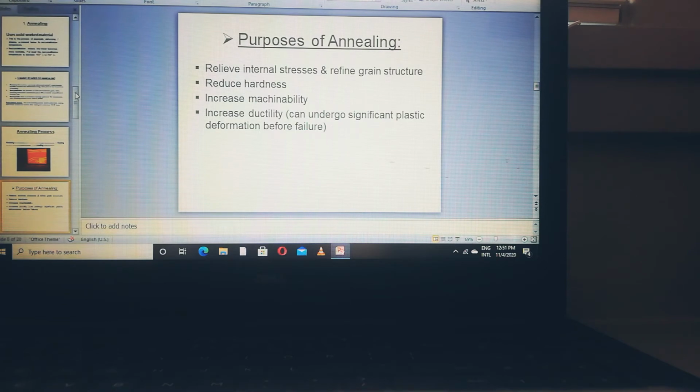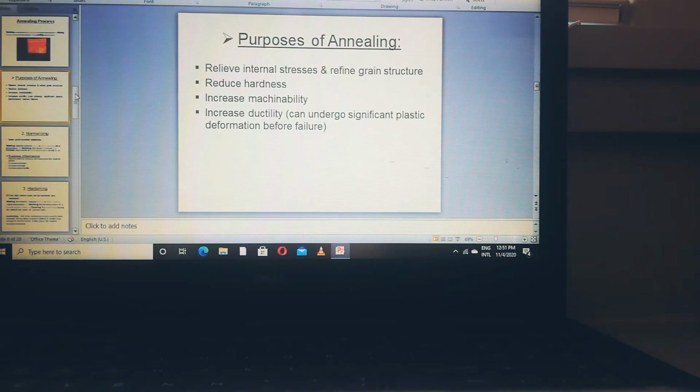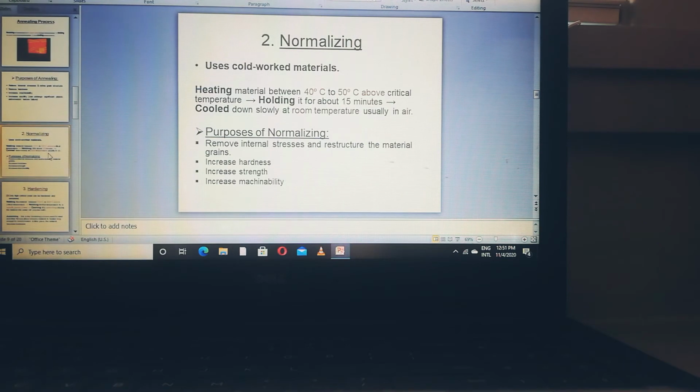We're now going to look at another type of heat treatment, which is normalizing. Normalizing also uses a cold worked material. Here, the material is heated between 40 to 50 degrees Celsius above the critical temperature, and it is held for about 15 minutes. Cooling is allowed slowly at room temperature, which is usually in air.